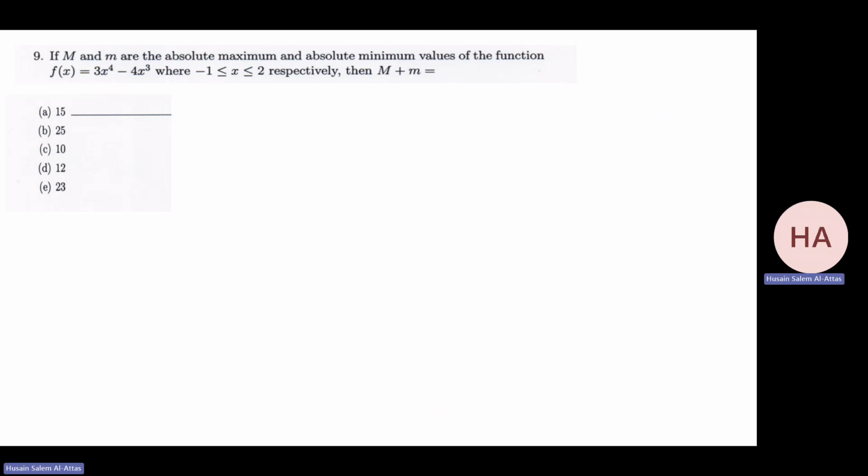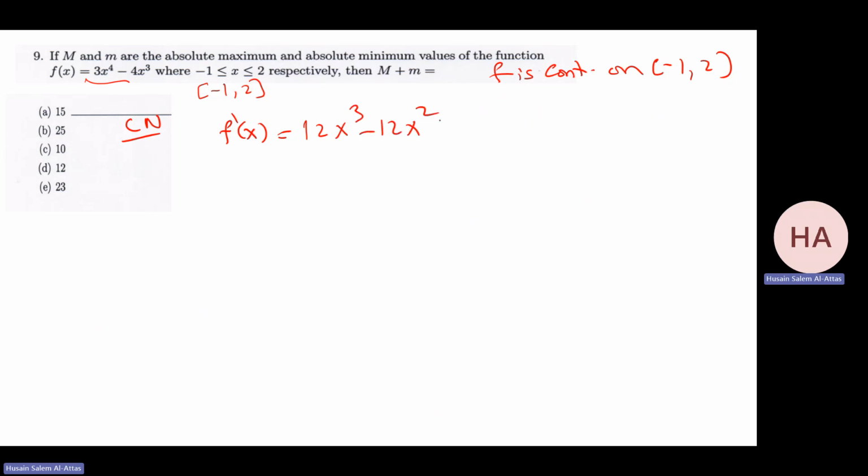Okay, I think these are the questions from last year. Like this, the interval is a closed interval. So if it's continuous in this closed interval, let me check f prime to find the critical numbers. F prime will be what? 12x cubed minus 12x squared. That gives me 12x squared times (x minus 1).